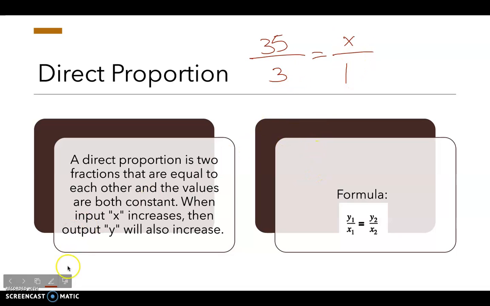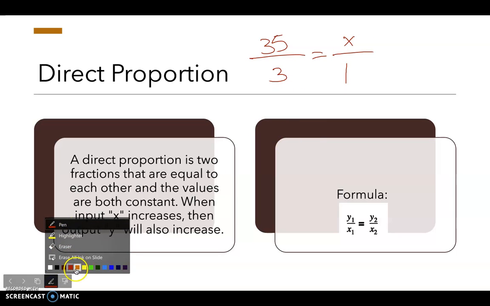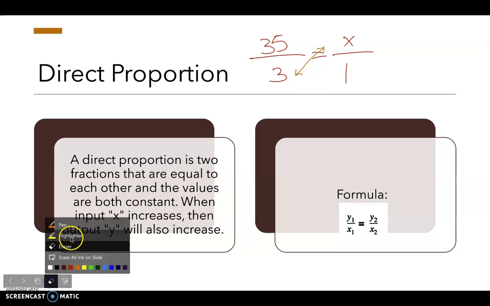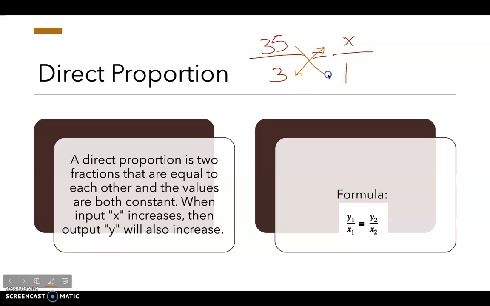So that means at that point, we are going to cross multiply, and we're going to convert that into an equation. So that means I would get 3x equal to 35. Then I divide both sides by 3. That means I get x is equal to 11 and 2/3, right?